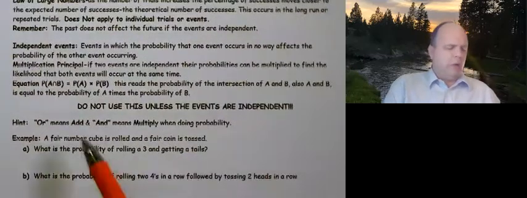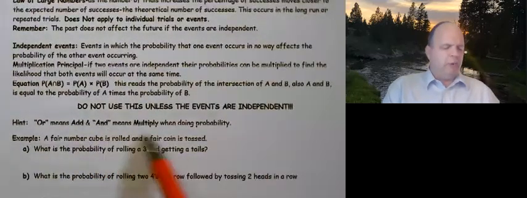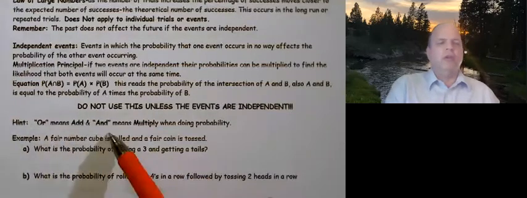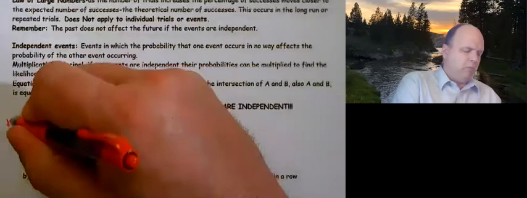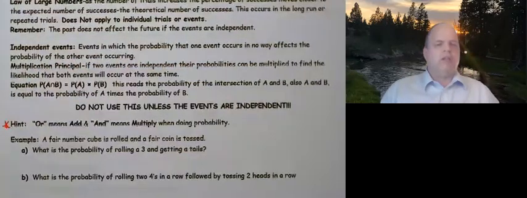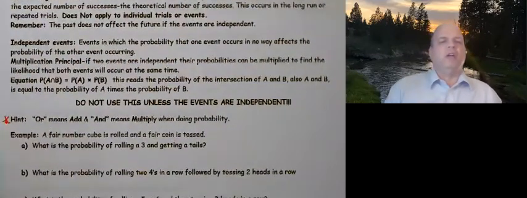In probability, or means add, and ands means multiply. These are just big hints. You probably want to put a star by that to make sure you keep that in mind as well. All right, so let's look at some very simple problems to get us started.